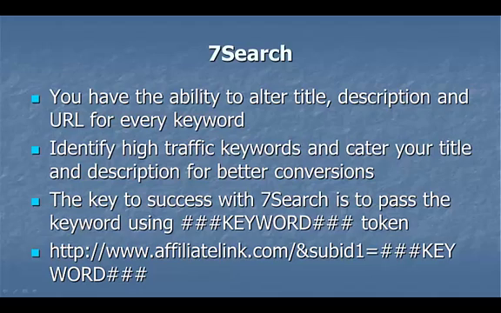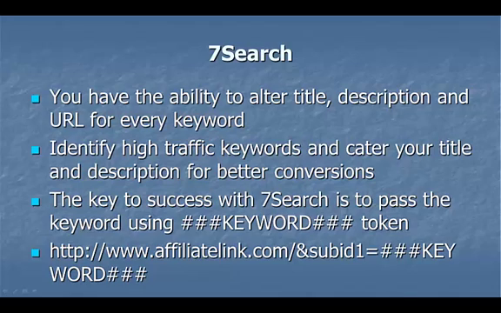Okay. Now, the key to success with 7Search, and this is really important, and I'm not sure why 7Search doesn't make this very prominent in their help section or when you are creating a campaign, is that you have to pass the keyword that you're bidding on using this particular token. And what is it? It's triple number sign, KEYWORD, all in capitals, triple number sign. This is the keyword token that you can pass to any reporting system, whether it's Prosper202 or right to the CPA network. And basically, 7Search will pass the keyword that generated that click or generated that conversion.